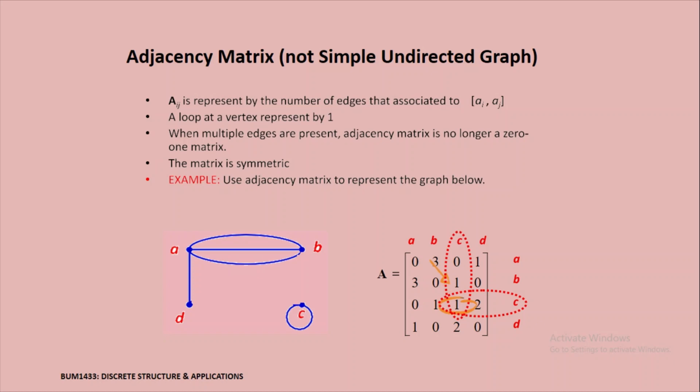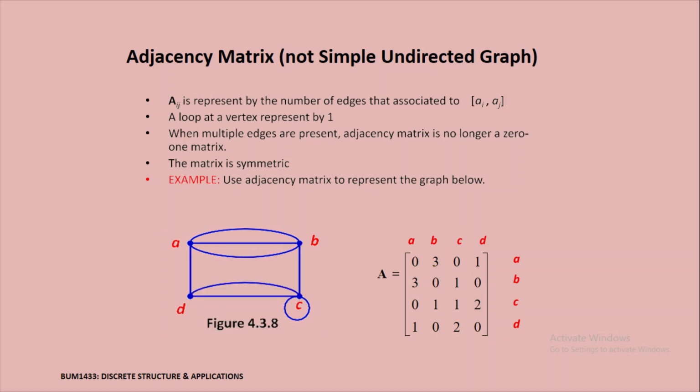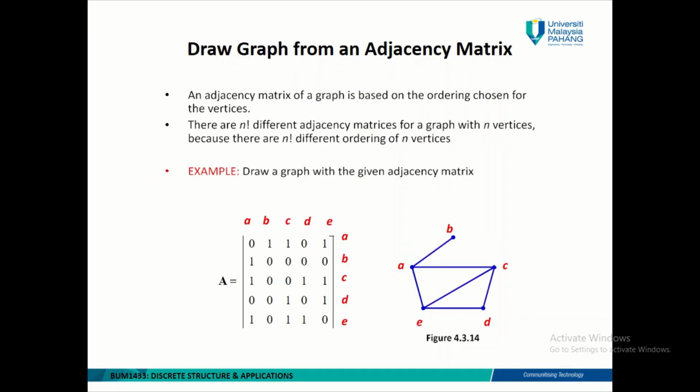So let's see for the loop. Point C to point C, we have 1. So that means C to C. So this is a loop. So this is the final answer.